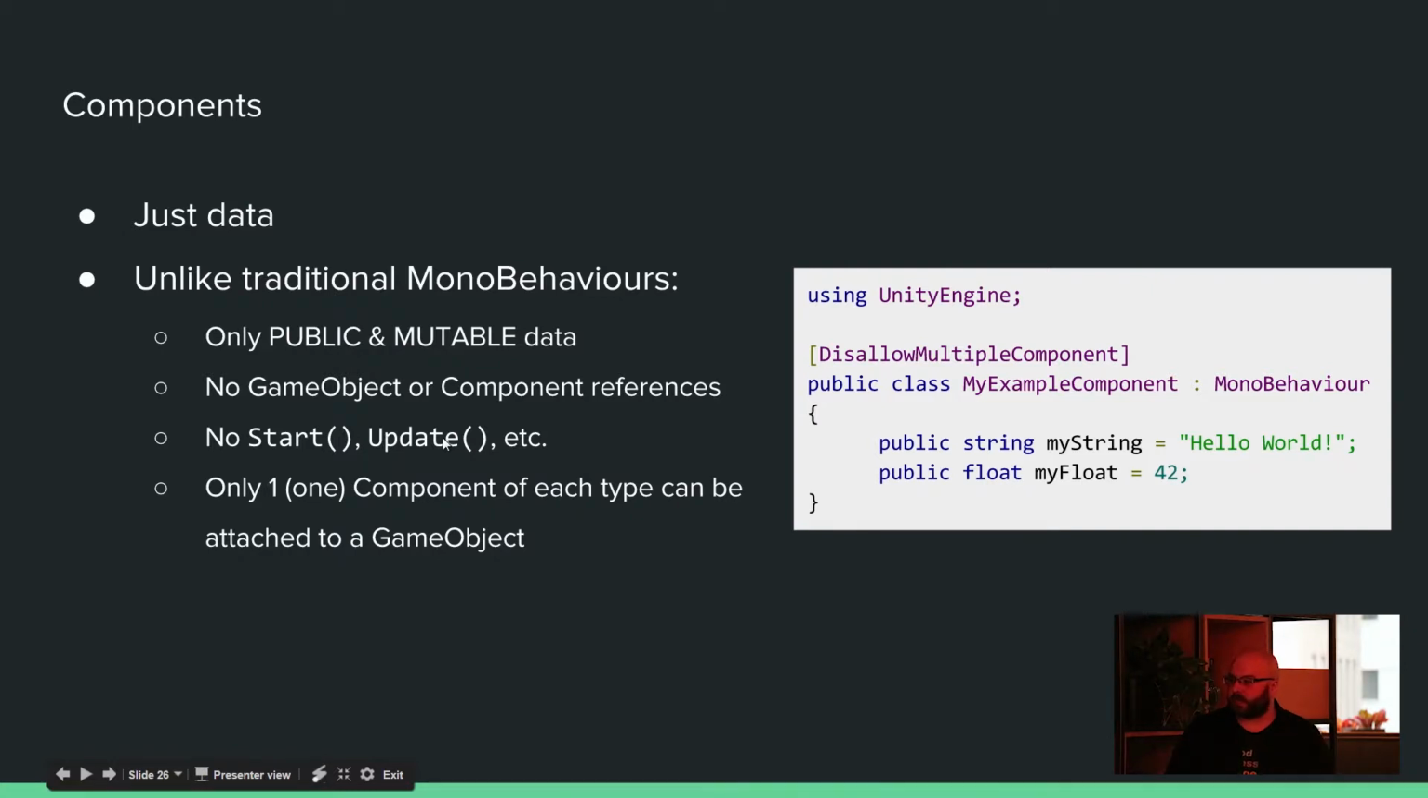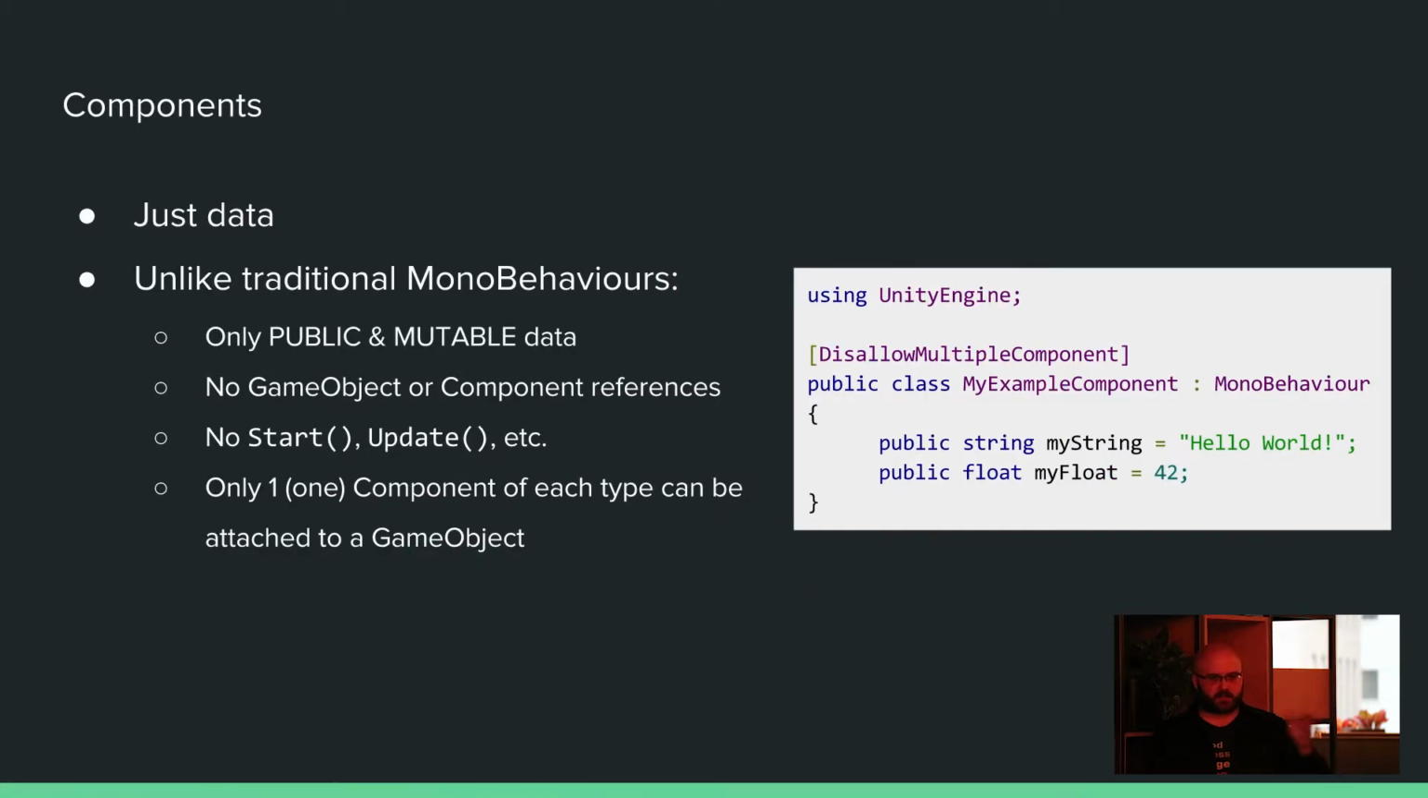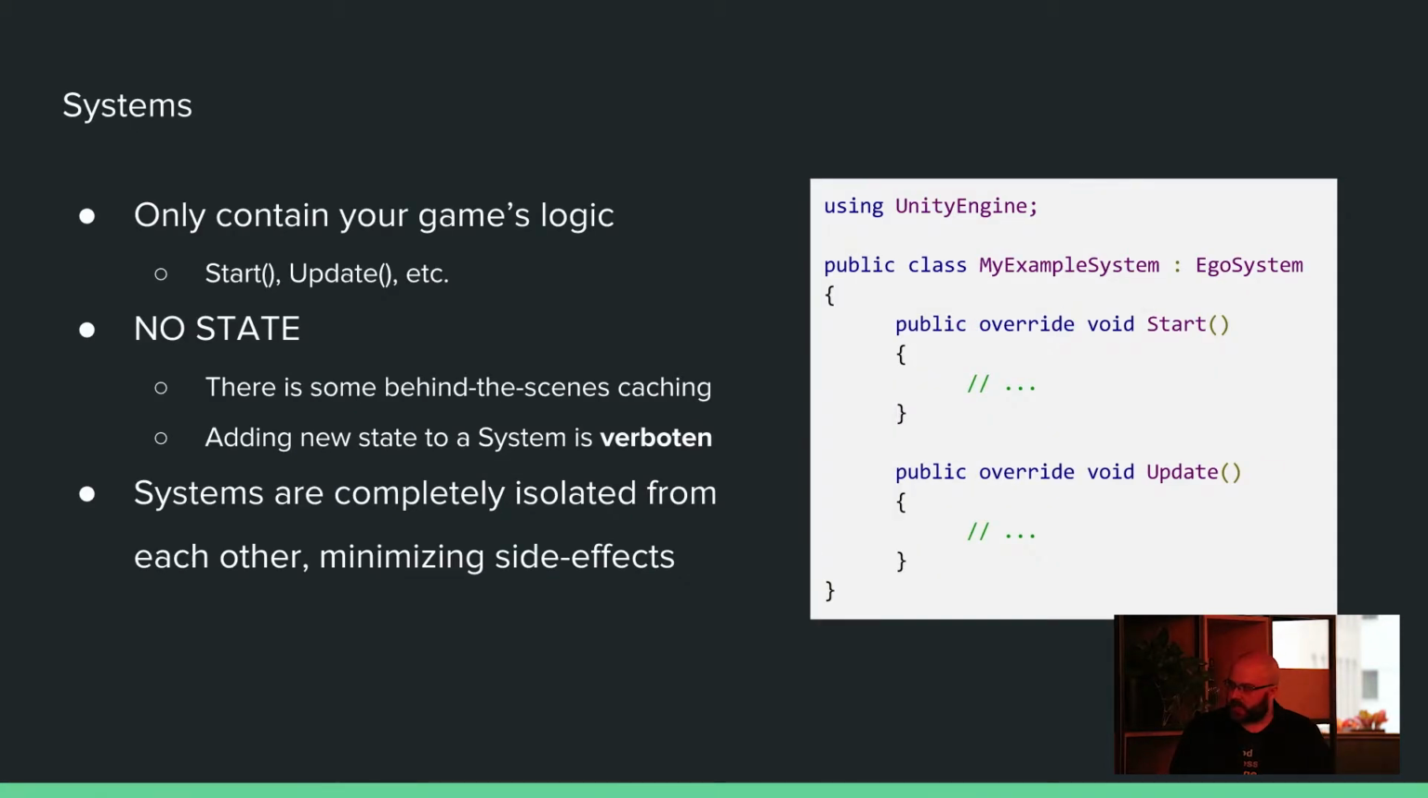Oh, the biggest thing that I'm forgetting to mention is that it's just data, so that also means that there's no start, there's no update, there's no onEnable, there's no fixed update. The components don't update themselves. They're just data containers that get slotted into entities. Okay, so we've ripped out the start and the update from our components. Where do they go? They go into the third thing, which are called systems.